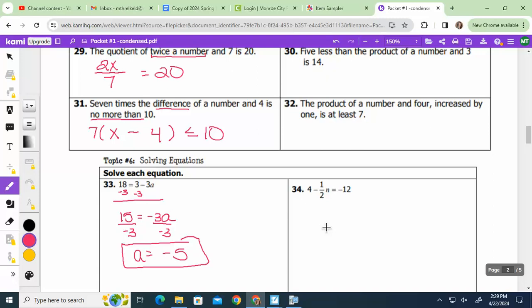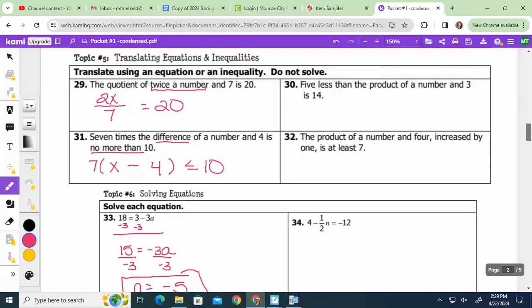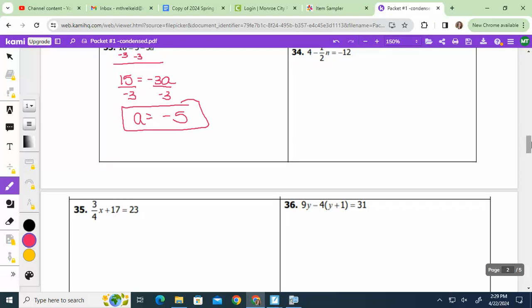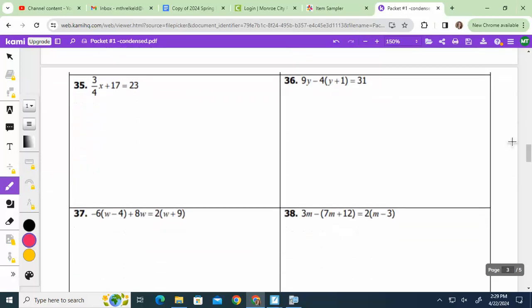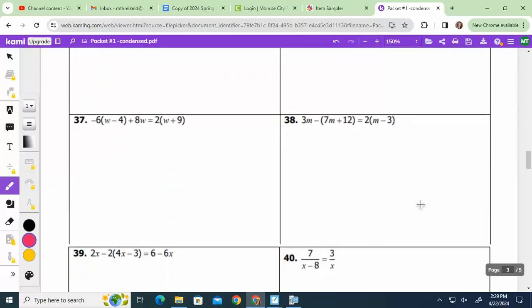Do a harder equation. Let's go to 37. How much of this stuff are you guys remembering? What would I have to do on 37? Distribute it. Distribute. So negative 6 times W, so negative 6W. Negative 6 times negative 4 would make a positive 24.